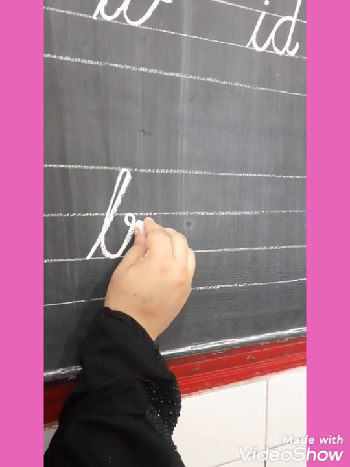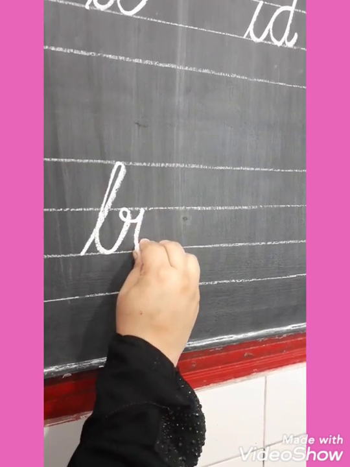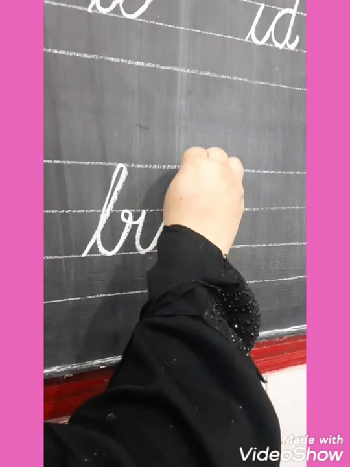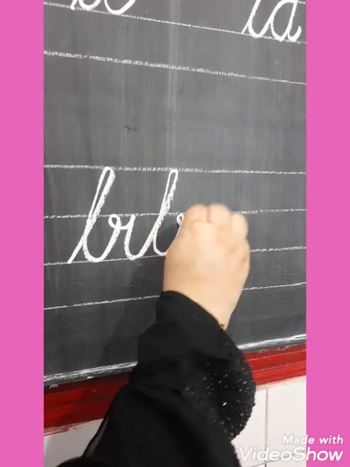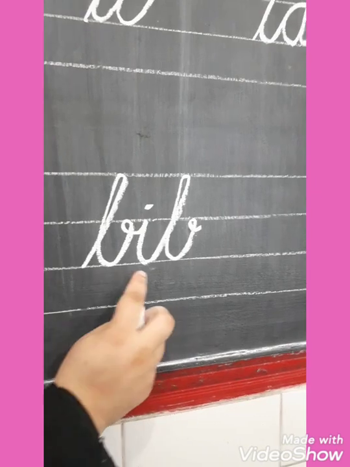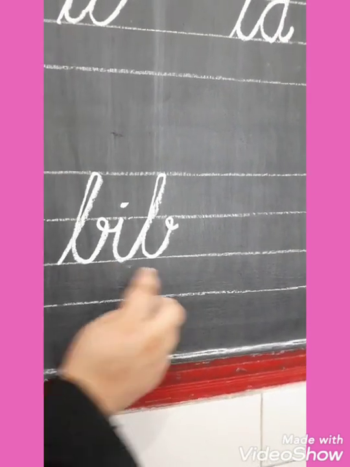Ib sound ib. You have to go up, come down. This is your I. Go up from here, round, come down. Make it solo, leave it still, and then you have to put the dot. B, ib, bib.